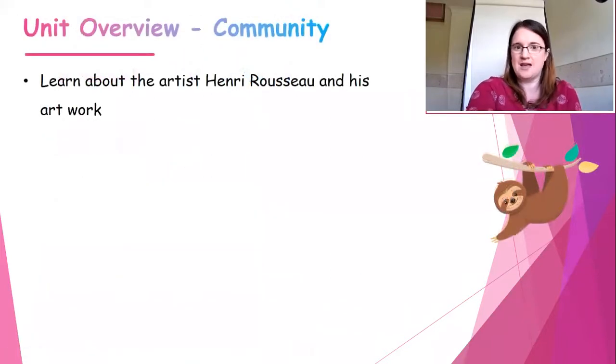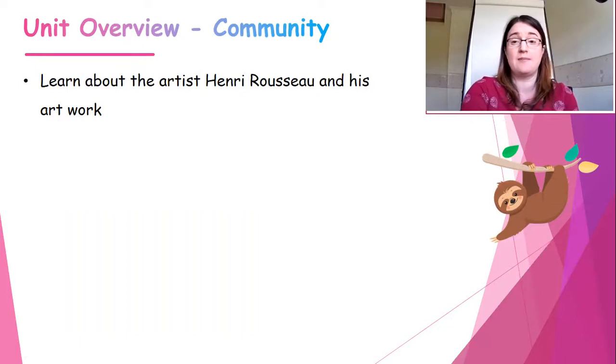So we're going to be learning about the artist Henry Rousseau and his artwork. And the reason we're going to be doing that is, if you remember when we started our English unit, if you've already done that, we're doing a unit on community. And Henry Rousseau paints lots of pictures to do with the rainforest community or jungle community. So we're going to be looking at that. And he also had quite a few issues with the community in which he lived as well. So we're going to be having a look at him.